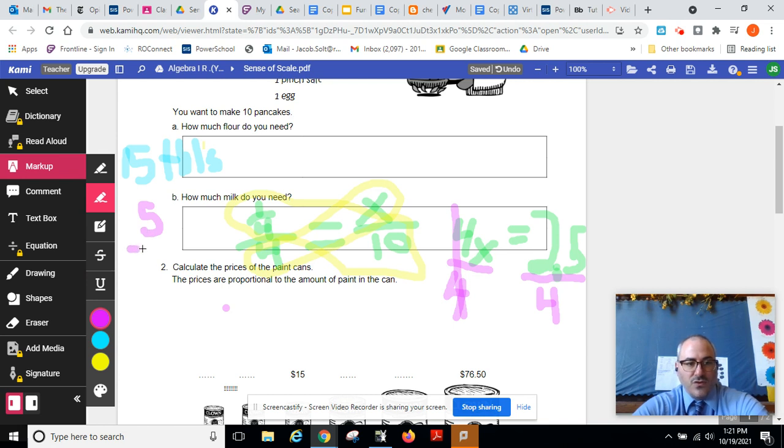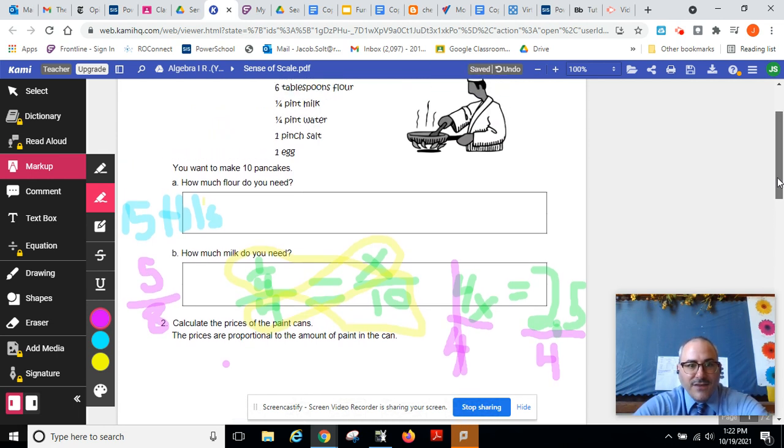So how much milk do we need? We need 5/8 of a pint. 5/8 of a pint.